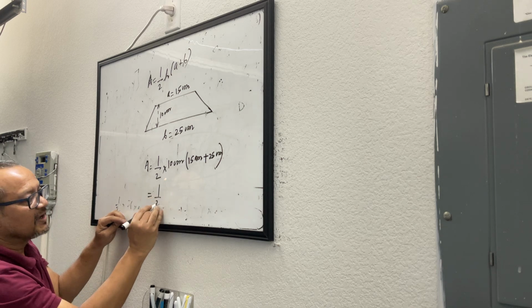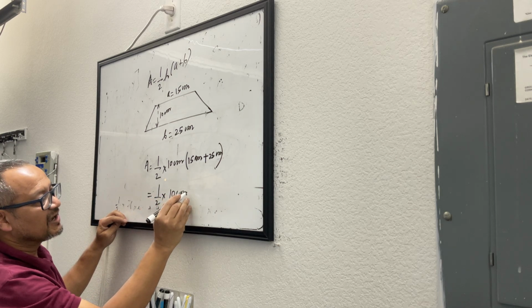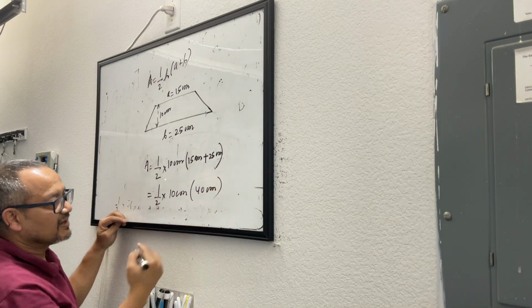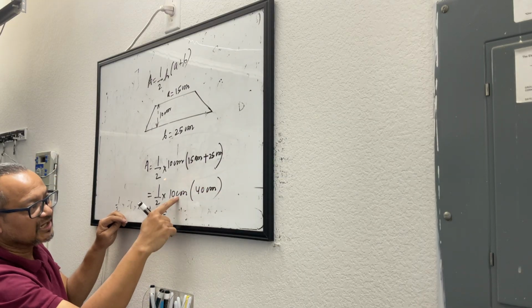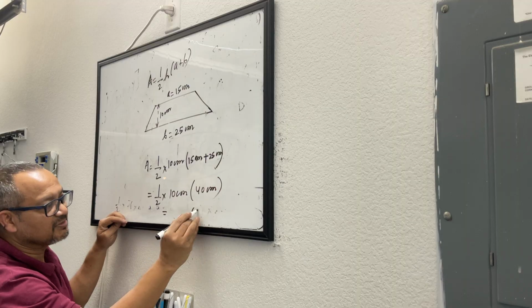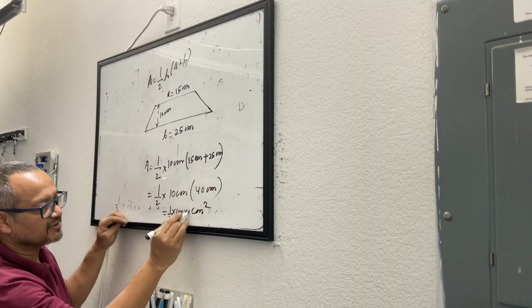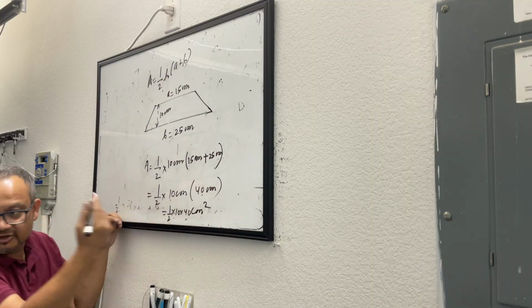Look at this. Half into 10 centimeters, in bracket 15 plus 25 is 40 centimeters. Now you are multiplying all this. So centimeter and centimeter will get multiplied, become centimeter square. Half into 10 into 40, and you will calculate this and find it out.